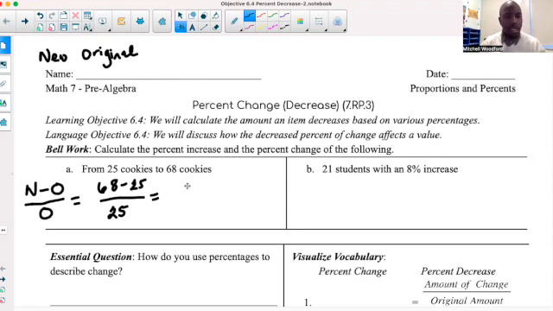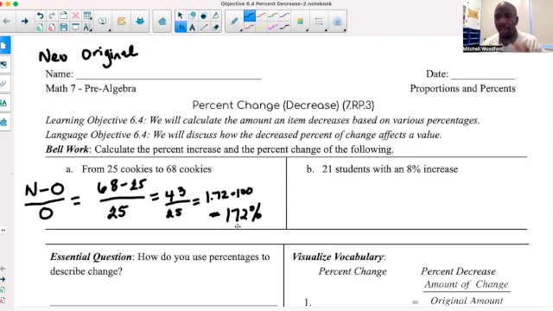43 all over 25. When you divide this, 43 divided by 25, you get a decimal. That decimal is 1.72, but they want it as a percent. Now, remember, in order to find a percent, you can do two things. You can move the decimal two spaces to the right, or you could multiply it by 100. Either way, you'll end up with 172% as the amount that it has increased.